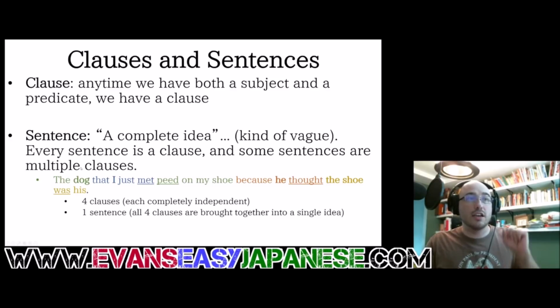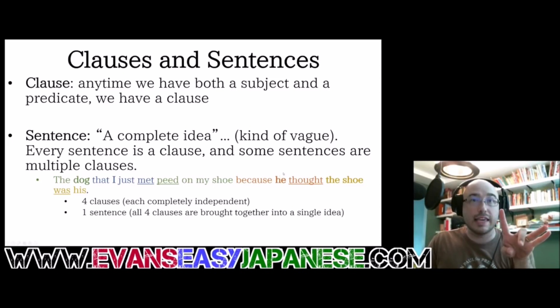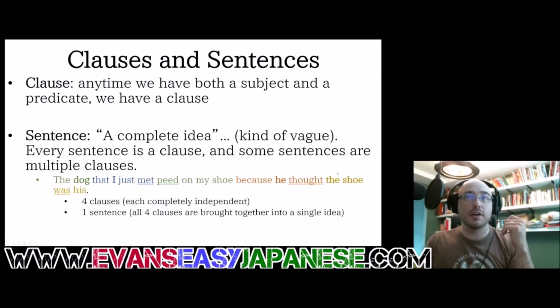So we have actually 4 subjects. The dog did something, I did something, he did something, and the shoe was something. So that would be a be verb sentence. Okay, so all of the subjects in the sentence are bolded. It's kind of hard to see, but you can see the dog is bold, I is bold, he is bold, and the shoe is bold.